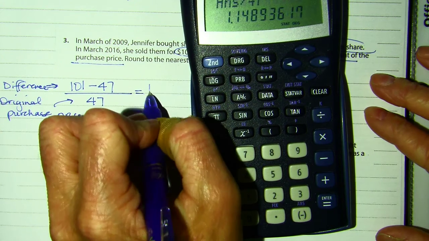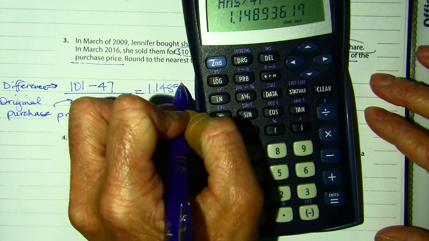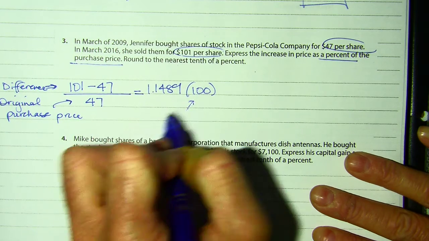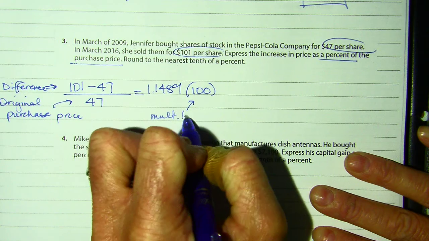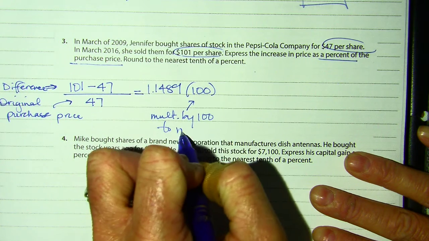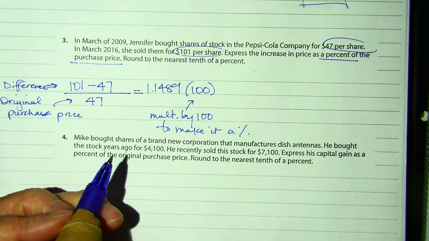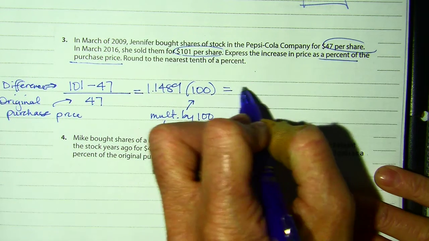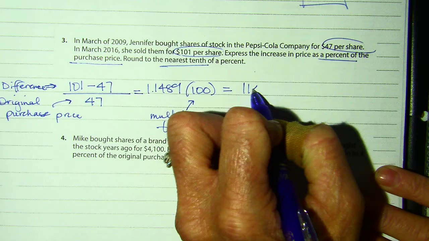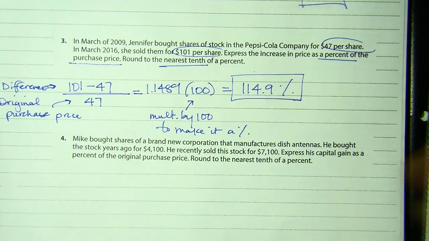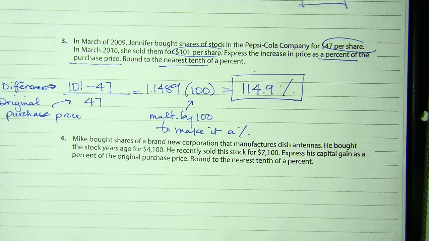And I get 1.1489. And then to convert this to a percent, you multiply by 100. So I'm multiplying by 100 to make it a percent. And so if I multiply that by 100, and it says nearest tenth, I get 114.9%. So that is the percent gain, right? Because she bought it at 47, but she's selling it for almost double.